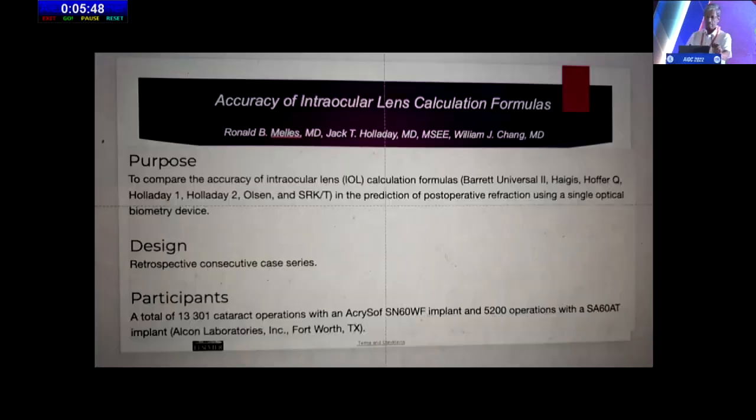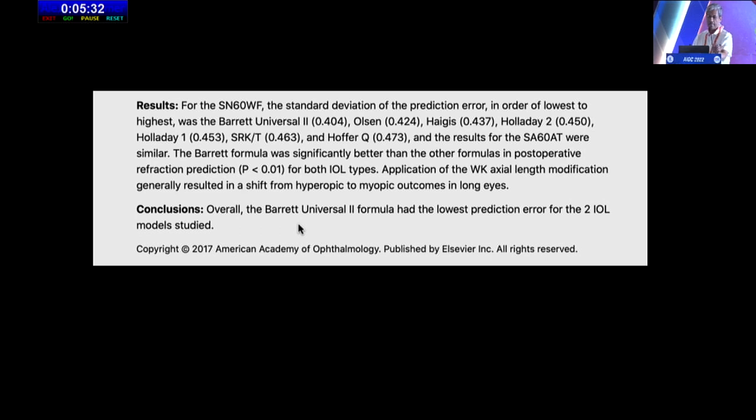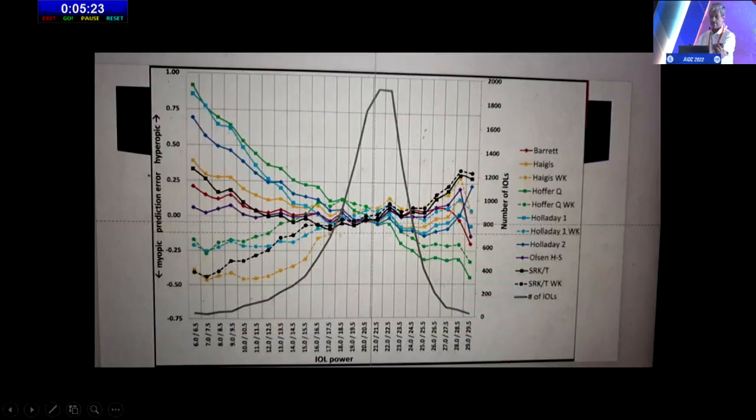Let us see what has happened in 2017. From 2010 to 2017, all of us who were using Barrett Universal II became very happy when this particular review article of 18,000 eyes by Ronald Melles et al. came out. Jack Holladay was a co-author of this paper, and the conclusion was that overall Barrett Universal II gave the lowest prediction error. So we're all very happy. We're using Barrett, we're using the best.